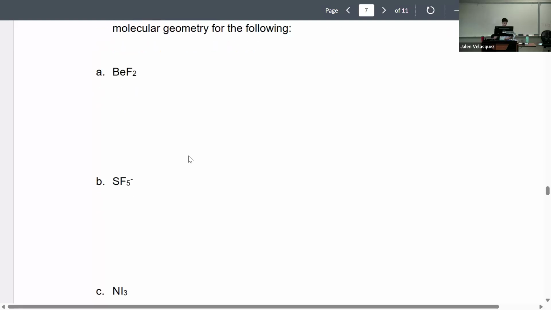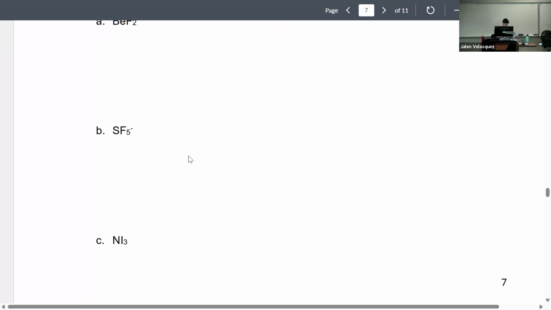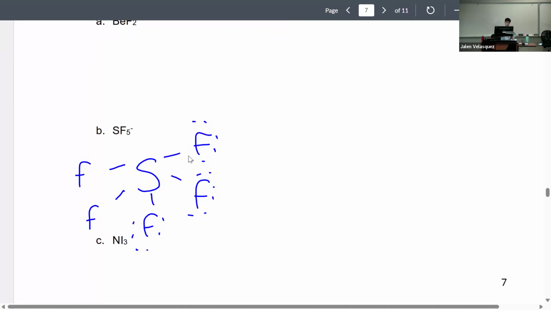Next, we have sulfur pentafluoride. So how does your Lewis structure look for this? Sulfur in the middle, and it's got 5 fluorines. Right? All the fluorines need an octet. Is this structure complete? There's a lone pair on the sulfur. Good.